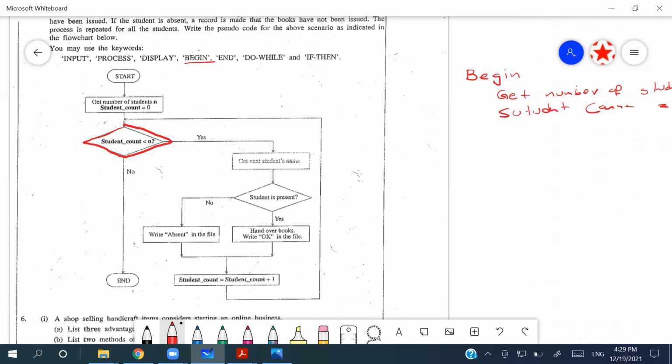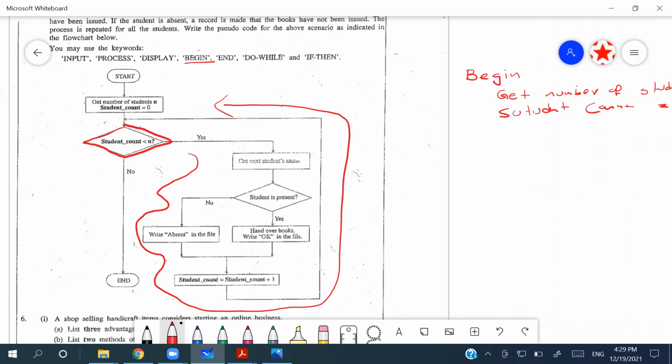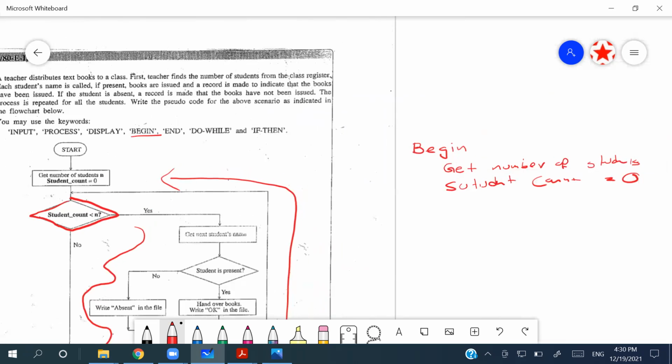Now, if you look into the flow chart, iteration happens over here. This is what you call iteration. And who is stopping the iteration? That particular condition is going to be the iteration condition. The one who stops the iteration is going to be the iteration condition. So that means student count less than n is going to be an iteration condition. So you can use while.